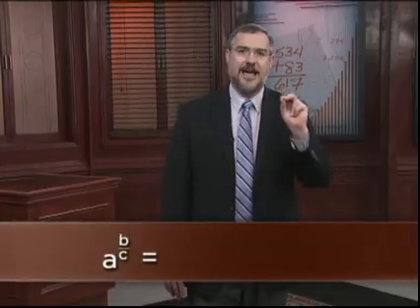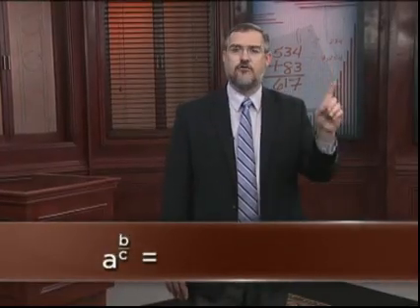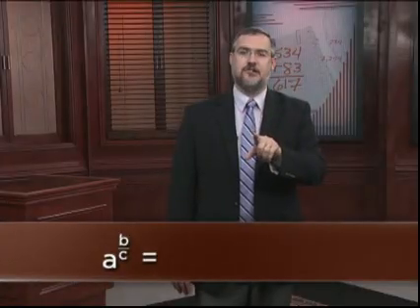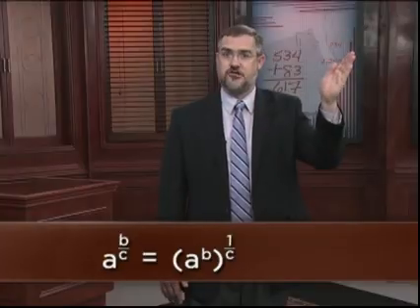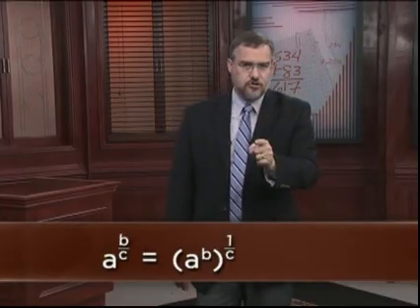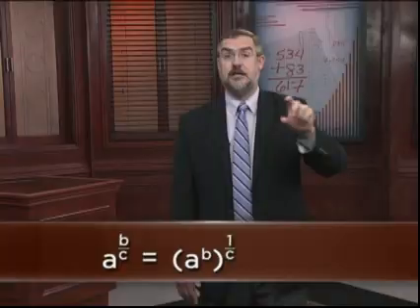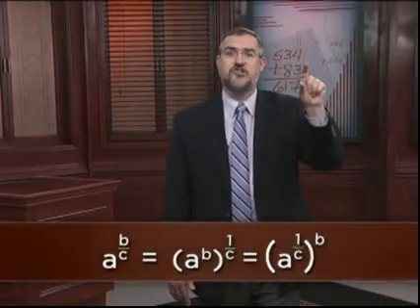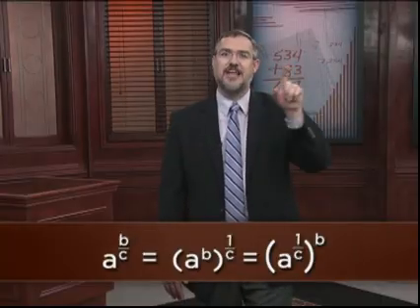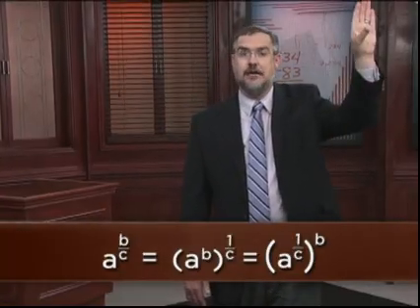When you want to raise a to the power b over c, it's the same as raising a to the b and then raising that to the 1 over c power. And it's also true that a raised to the b over c is the same as raising a to the 1 over c first and then raising that whole thing to the b power. Now, I can see some of you right now screaming, wait a minute, slow down. Well, I can understand that. It is kind of a scary looking rule at first.